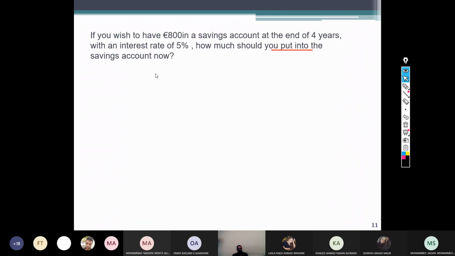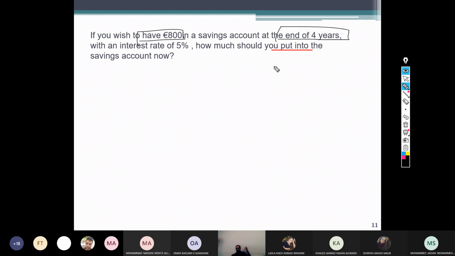So now another thing, we're going to go reverse. I know some people will say, why are you repeating? Because as I mentioned, the more we practice, the easier it's going to be embedded. It says if you wish to have 800 in savings at the end of 4 years.